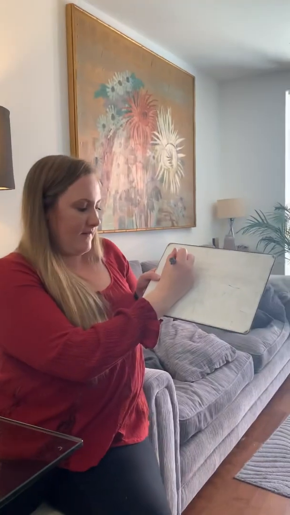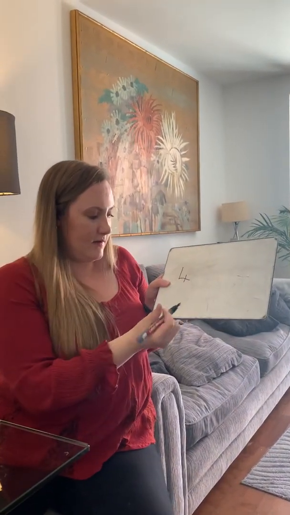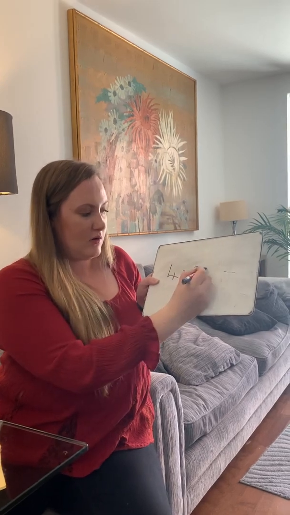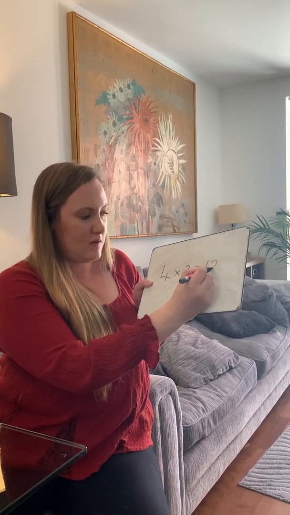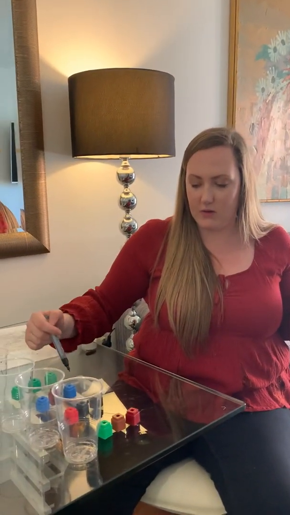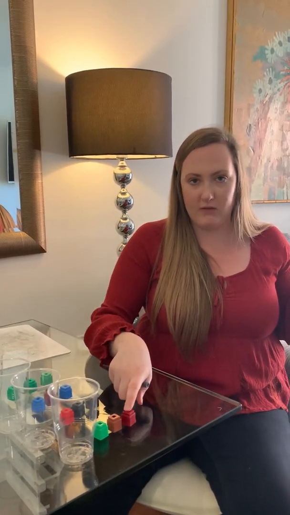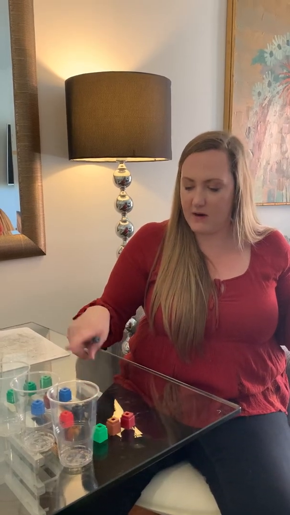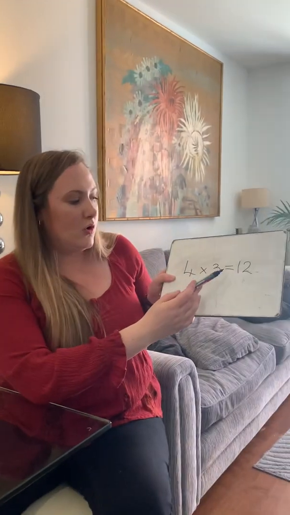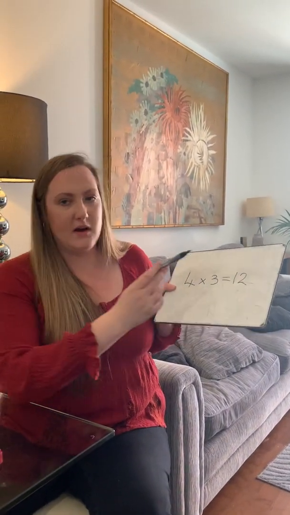So if I have 4 friends and they each have 3 cubes, altogether there's 12. Because I have 4 groups of 3. 1 group of 3, 2 groups of 3, 3 groups of 3, 4 groups of 3. All together makes 12.